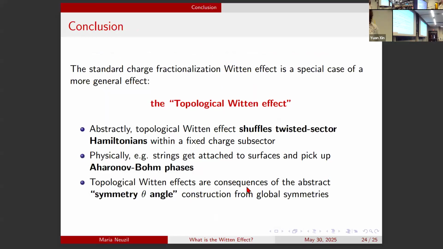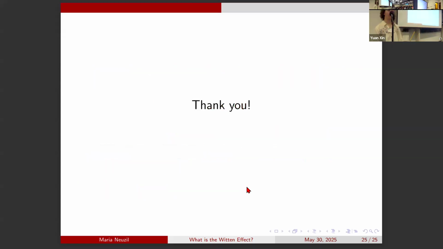Well, that brings me to the end of my talk. So the conclusion here is that the standard charge fractionalization Witten effect is just a special case of a more general effect, which we're calling the topological Witten effect. And abstractly, we saw that the topological Witten effect shuffles twisted sector Hamiltonians within fixed charge subsectors. And then physically, we saw that this means, in the case of Maxwell or abelian gauge theories, that strings get attached to surfaces and cause these magnetic strings to pick up the Harnack bone phases. And then the final comment is that the topological Witten effects are consequences of this abstract symmetry theta angle construction from global symmetries. And with that, I can take more questions.